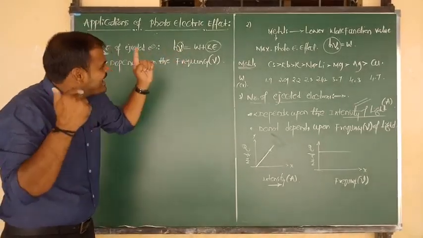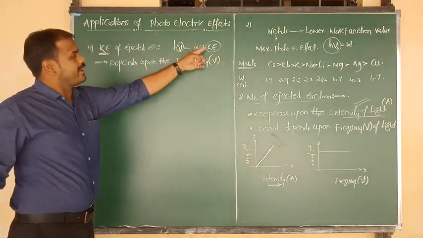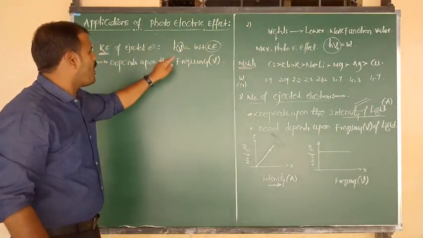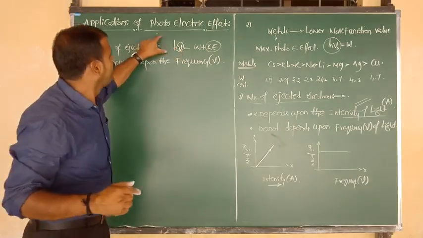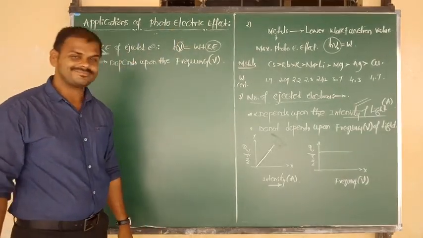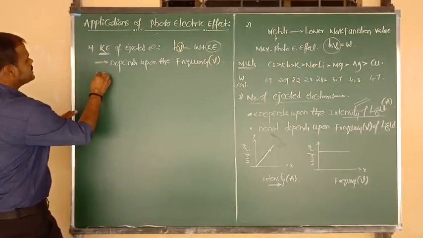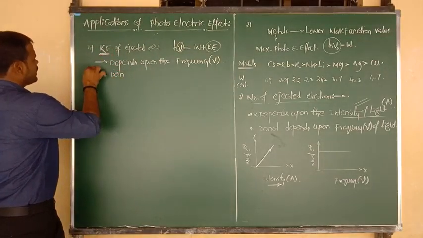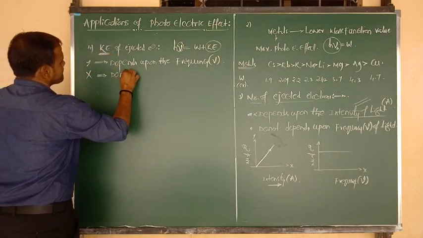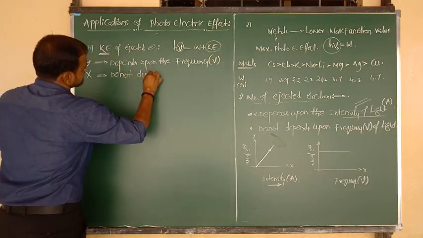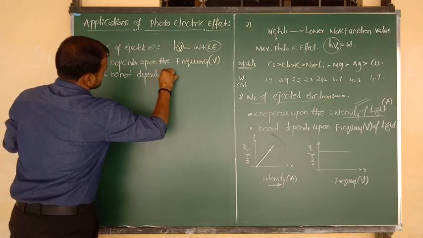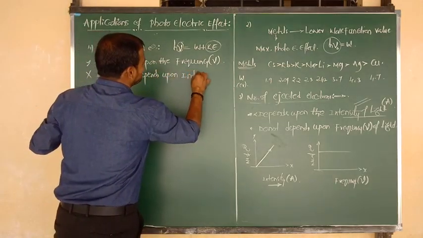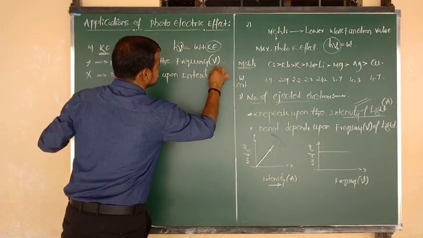I hope you understand that very well. The kinetic energy of the ejected or released electrons depends only on the frequency of the incident light. But kinetic energy does not depend upon the intensity of the light. Quite opposite.